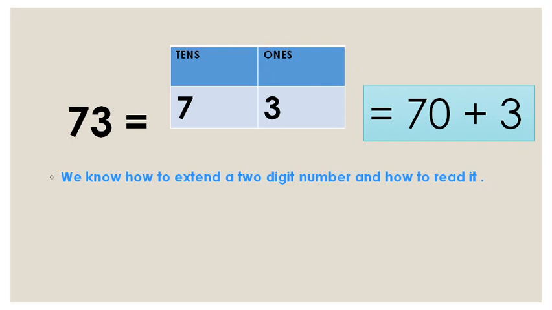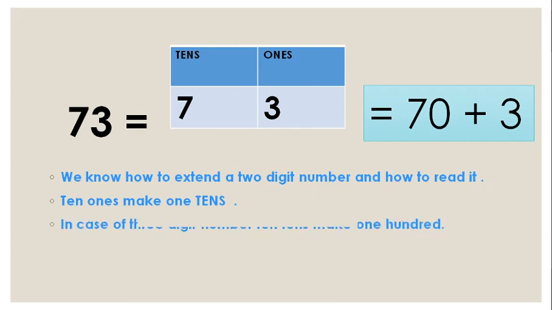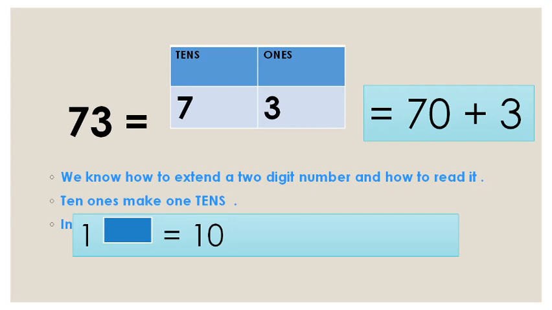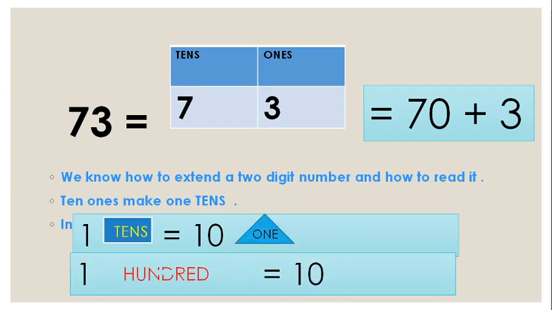We know how to expand a 2-digit number and how to read it. When you expand it, the number 73 will be easy to read. So 10 ones make 1 ten. We have known it in class 2. And in the case of a 3-digit number, 10 tens make 100. Let's see it in detail. 1 ten is equal to 10 ones, and 100 is equal to 10 tens.